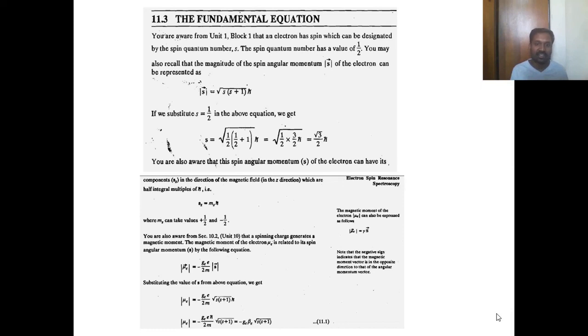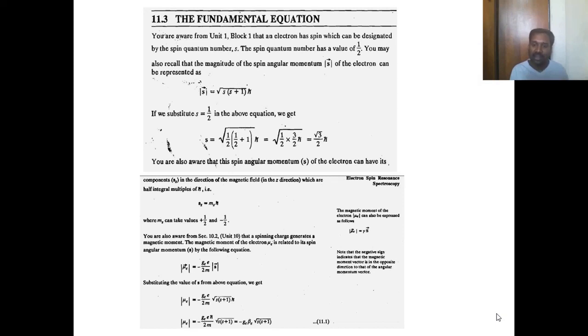Now, the next question: how many orientations are possible? The number of orientations possible is governed by the value of S. If S is equal to half, there are only 2 orientations possible. And those orientations of the vector, we always quantify in terms of the relative orientation with respect to the applied field.